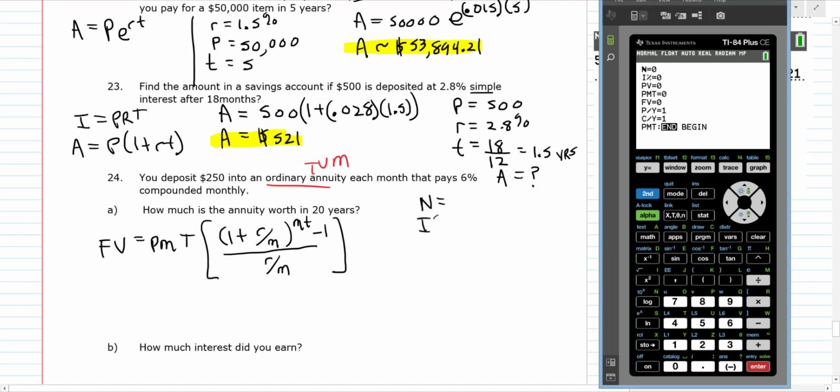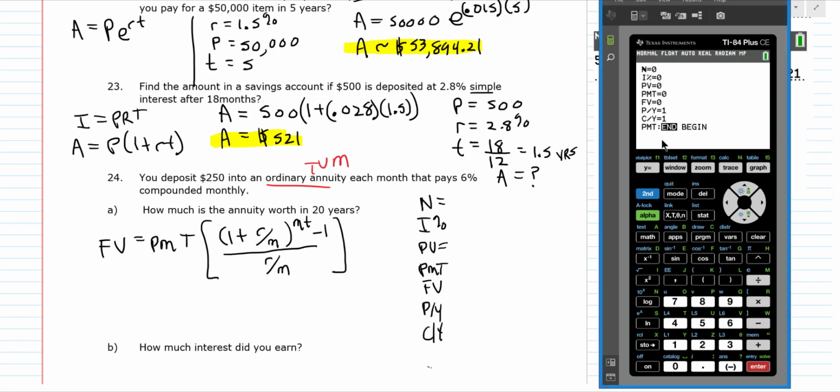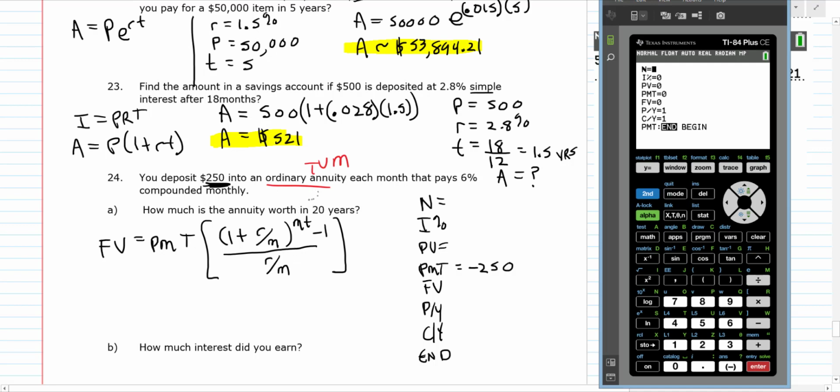N, I percent, present value, payment, future value, payments per year, compounding per year, and make sure that the payment is on end. Okay, like that. Okay, so it says you deposit each month. That is your payment. You typically want to use a negative number for the payment. If you do, you'll end up getting a negative answer, so just ignore negatives when you do that.